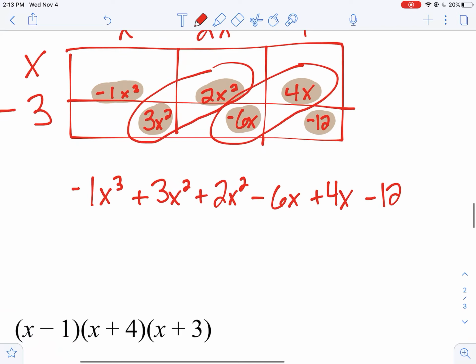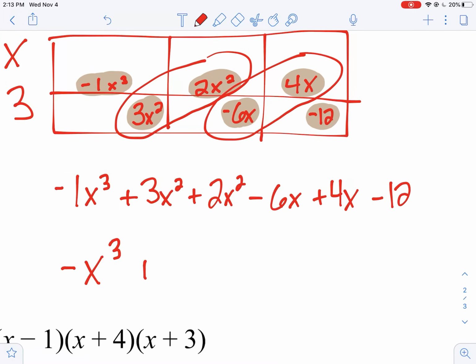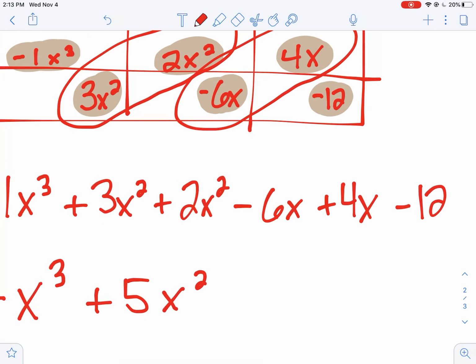Now I can just combine my like terms. I'm going to get rid of the 1 here. I don't necessarily need it, so I'm just going to make it negative x to the third. 3x squared plus 2x squared gives me 5x squared. Notice that I didn't add my exponents. That only happens when you multiply. So, check your exponent rules if you're a little fuzzy on that.